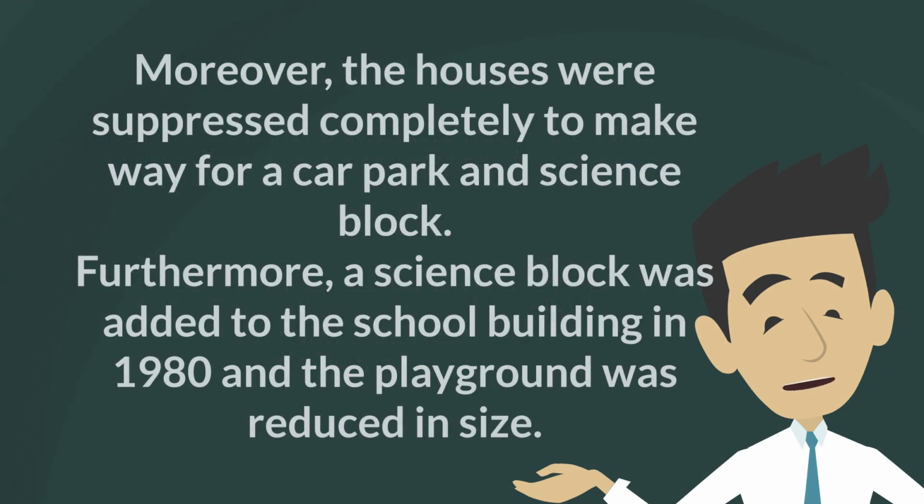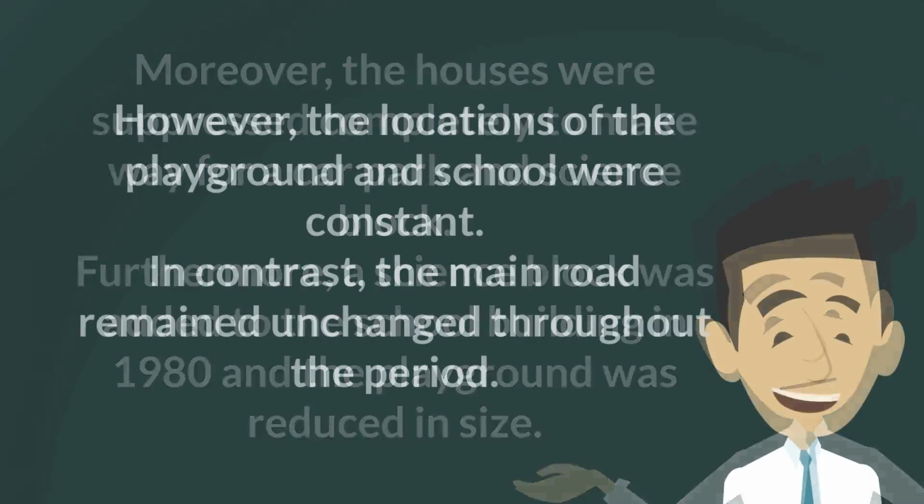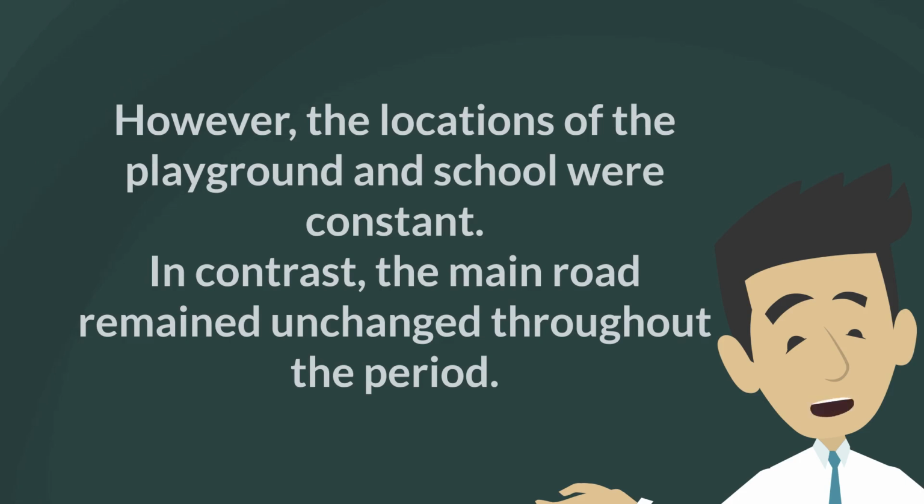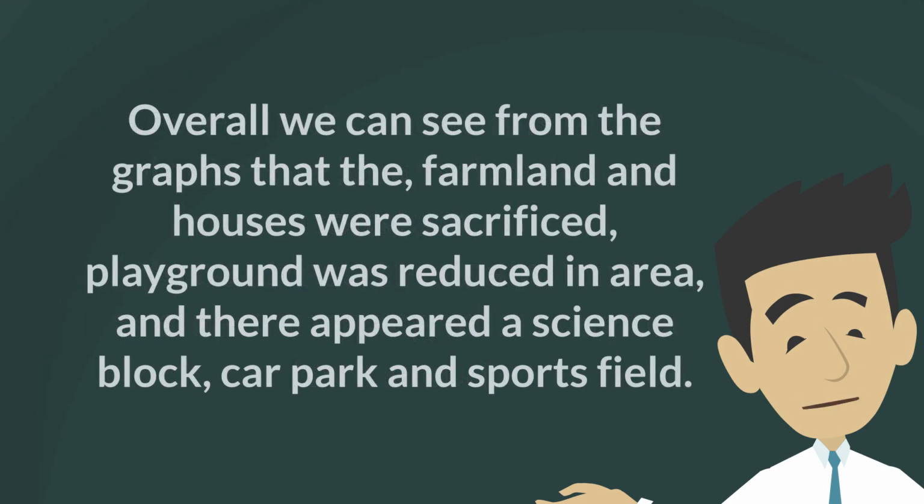Moreover, the houses were suppressed completely to make way for a car park and science block. Furthermore, a science block was added to the school building in 1980 and the playground was reduced in size. However, the locations of the playground and school were constant. In contrast, the main road remained unchanged throughout the period. Overall, we can see from the graphs that the farmland and houses were sacrificed, the playground was reduced in area, and there appeared a science block, car park and sports field.